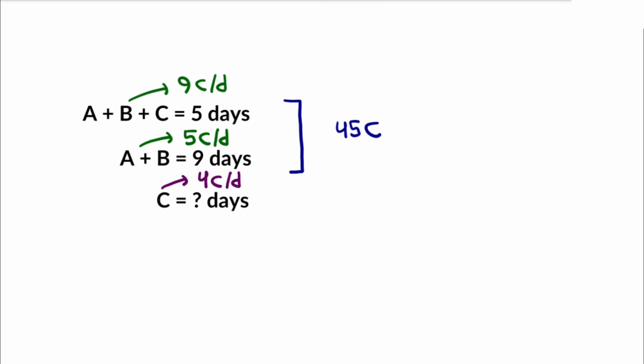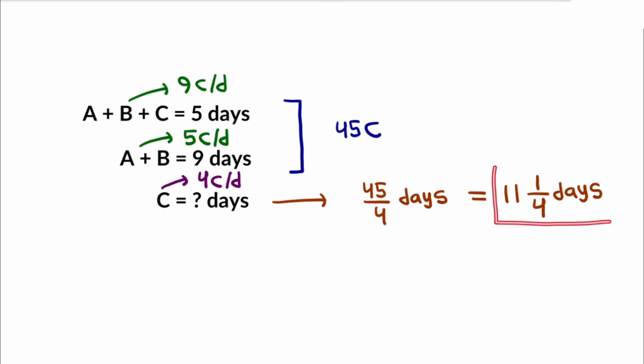Now we simply ask, how long does it take one person building 4 chairs per day to complete 45 chairs? That's 45 divided by 4, which equals 45 over 4 days, or 11 1/4 days. Therefore, person C alone would need exactly 11 1/4 days to finish the entire job.